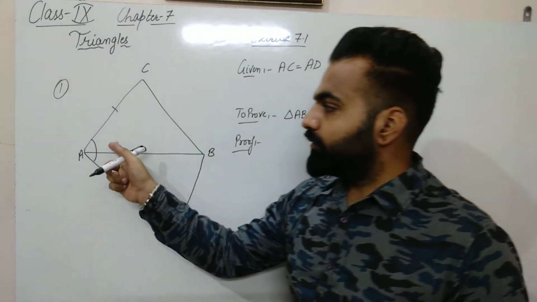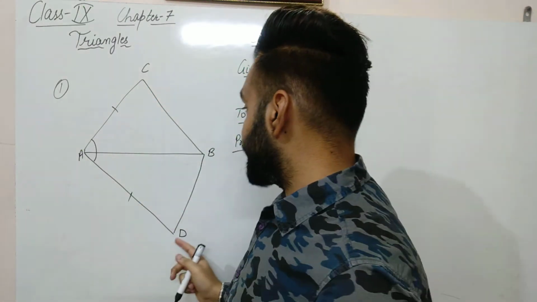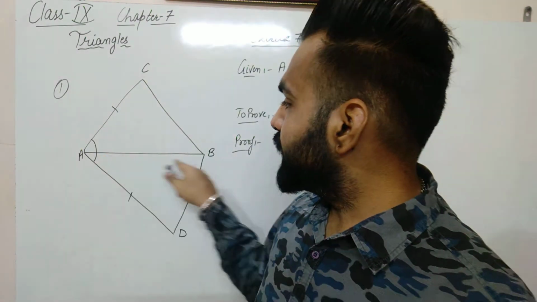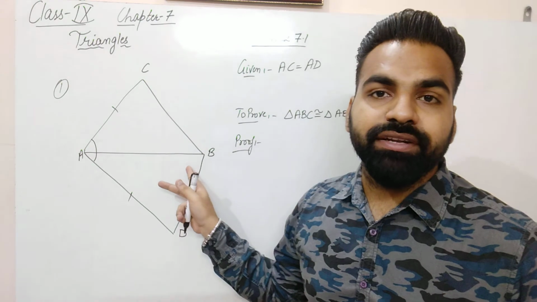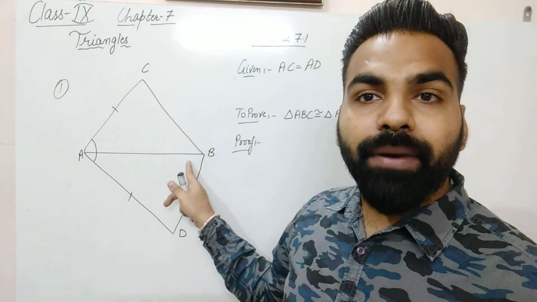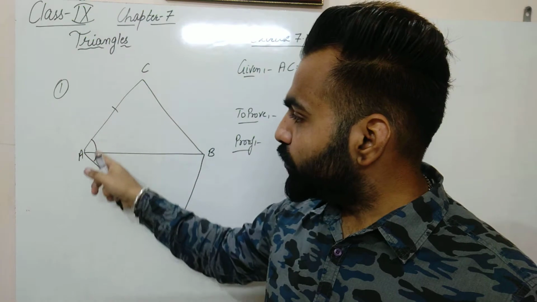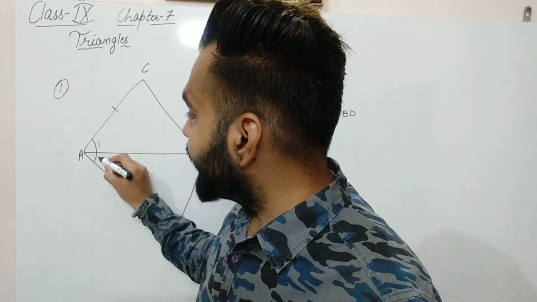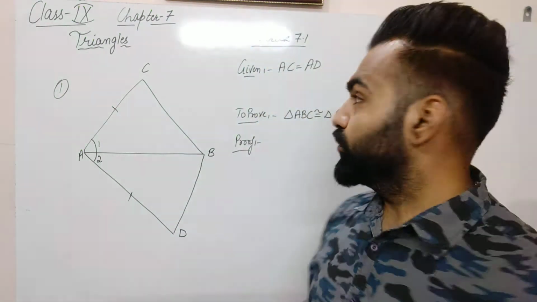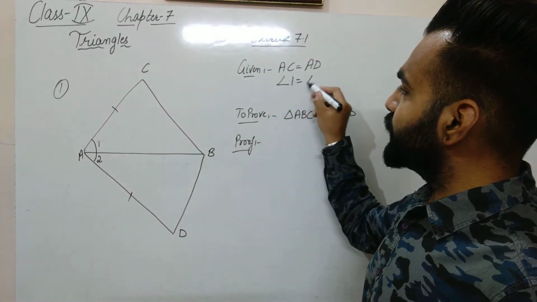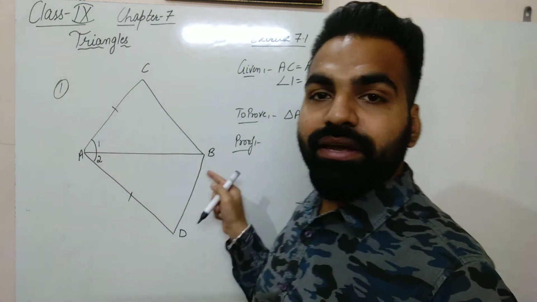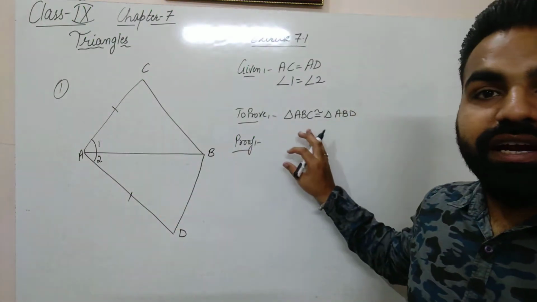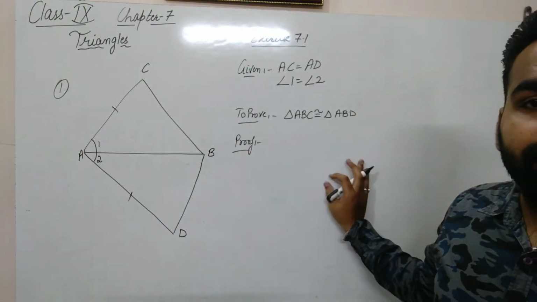Here 2 triangles are given, triangle ABC and triangle ABD. Here these 2 triangles have common base AB, and it is given in the question that this AB bisects angle A. That means this whole angle is bisected, and if the angle is bisected, this will be divided into 2 equal parts, 1 and 2. So we can write angle 1 is equal to angle 2 because AB is bisector of angle A. It is given in the question. So we have to prove that triangle ABC is congruent to triangle ABD.